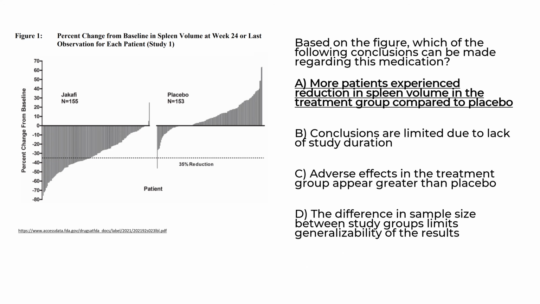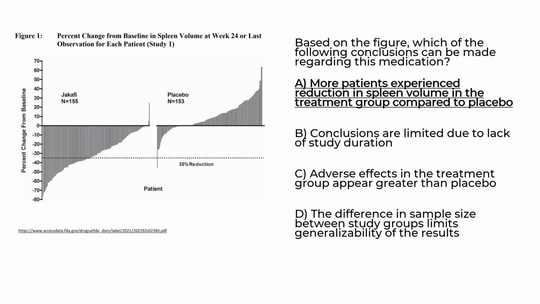And so what we're seeing is each one of these little bars is a percentage decrease in each one of these patients. And so we see that the vast majority of these patients receiving Jakafi experienced a decrease, and it looks like it's about 35% if their little estimation is kind of accurate, versus placebo, the vast majority had an increase in spleen size from baseline. And so for the purposes of this question, they don't give you significance.